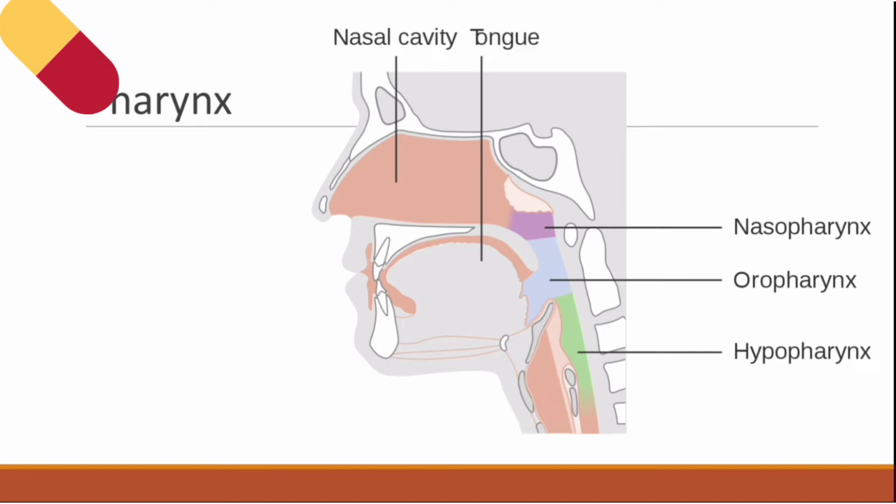So the air that we inhale through our nose or through our oral cavity passes back into the pharynx. That we understood, right?